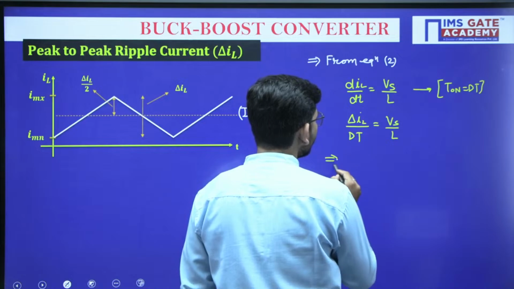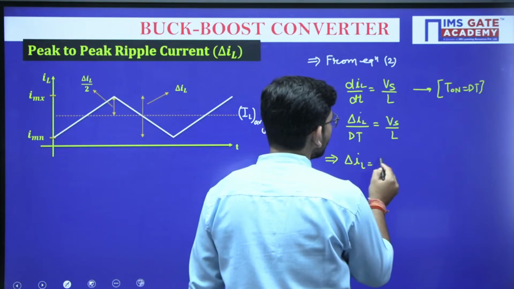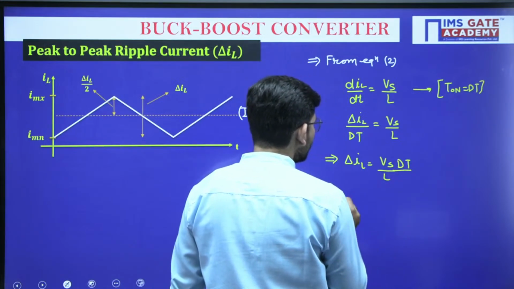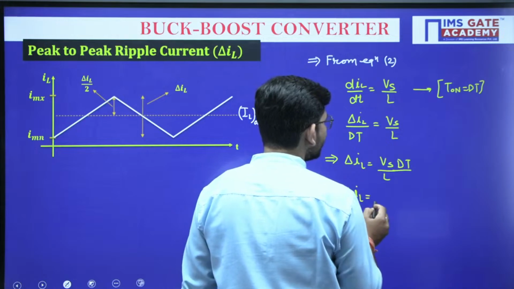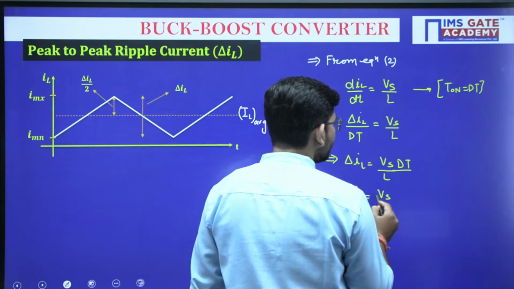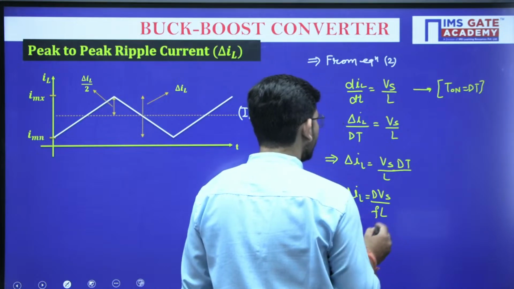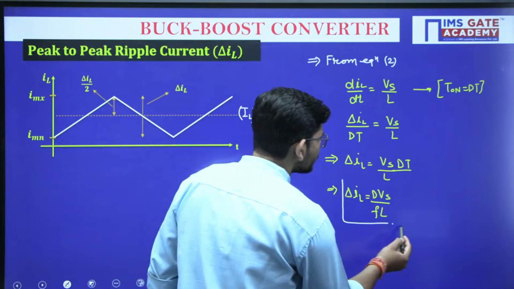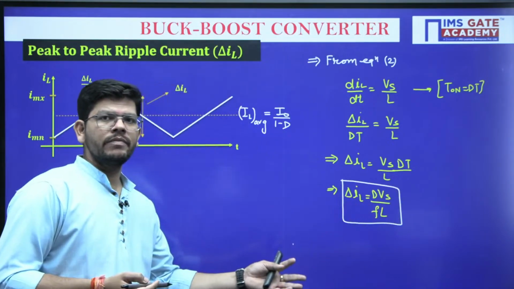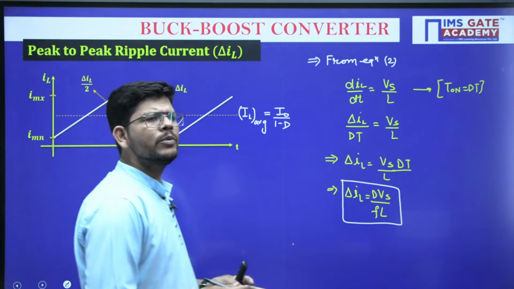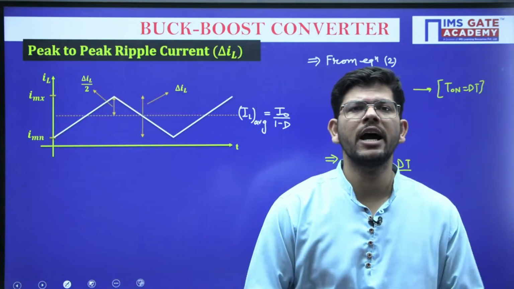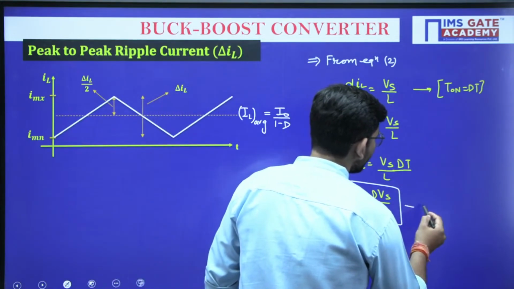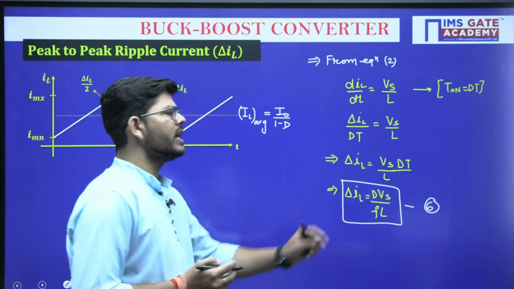So for delta IL we are going to get Vs upon L into dT, or we can write that the peak to peak ripple current delta IL equals Vs D over f into L. This is the same expression that we obtained in case of the boost converter. So again we have an expression similar to the boost converter. In the buck-boost converter and the boost converter, a lot of expressions have similarity. This will be our equation number 6. So the peak to peak ripple current is this quantity.